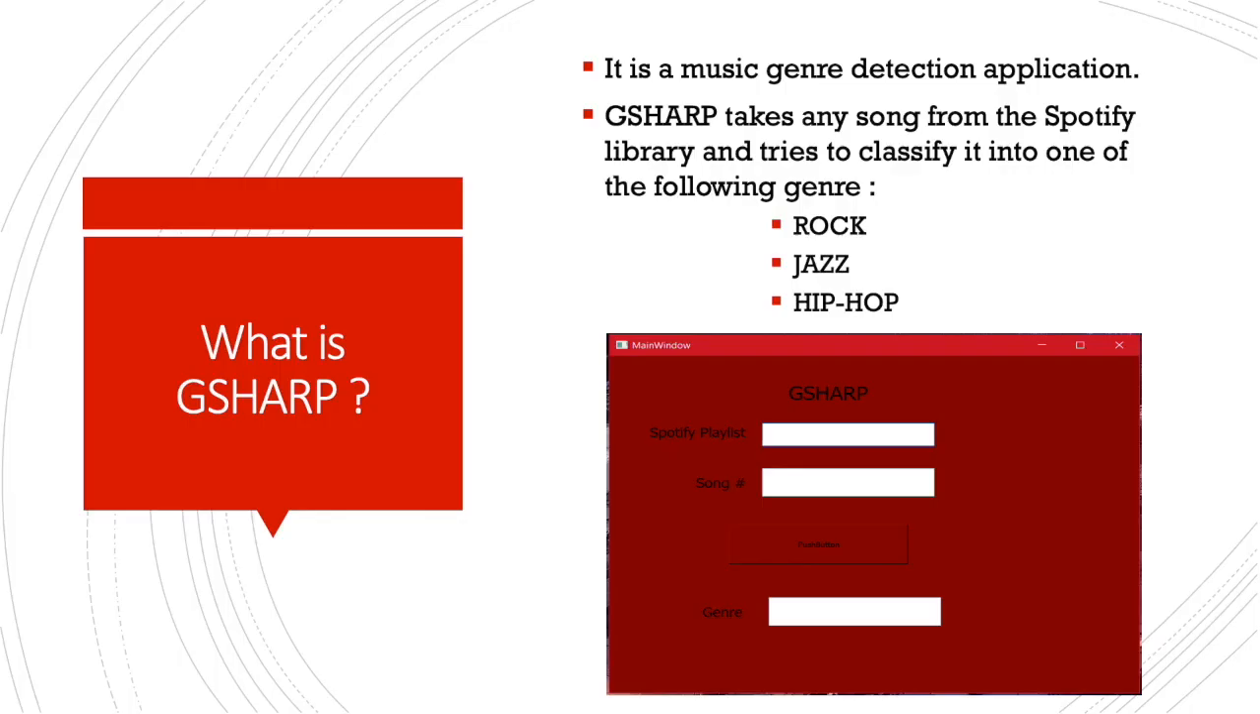For our final project for machine learning, we created an application called GSHARP. GSHARP is basically a music genre detection application. We can take any song from a Spotify library and classify it into one of three genres: rock, jazz, and hip hop.